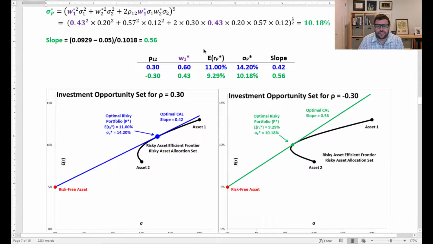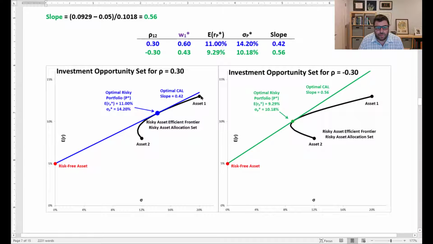10.18%. And now the slope of my CAL, my capital allocation line, and remember I'm on a different allocation set between my risky assets. I have a different risky asset efficient frontier, but I can see that if I were here, I would have a lower sloped CAL, and if I were here, I would have a lower sloped CAL. This is the spot which is tangent to the capital allocation line and produces the steepest sloped CAL, and because I have more diversification, I can actually achieve a greater Sharpe ratio, a greater risk-return trade-off.